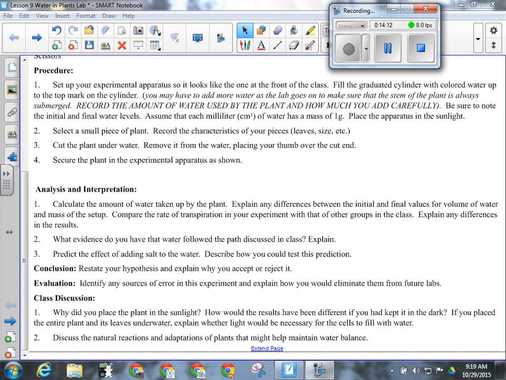And then thirdly, predict the effect of adding salt to the water and describe how you could test that prediction. So in that, we're saying like we water the plant with salt water, or we put the plant in salt water instead of in fresh water. What's going to happen to it? Is it going to transport better, worse, why? The why would be the most important part there. Explaining why it would or would not is whatever you feel. And then conclusion and evaluation, same as always, and we'll talk about the class discussion after I mark it.